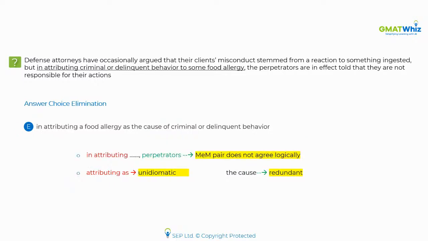Let's look at E, which was the other most popular choice. Again, "in attributing" is modifying perpetrators, which is wrong. And "attributing as" is unidiomatic and "the cause" is redundant. So lots of errors in E, guys.